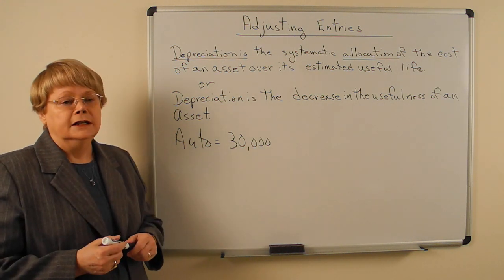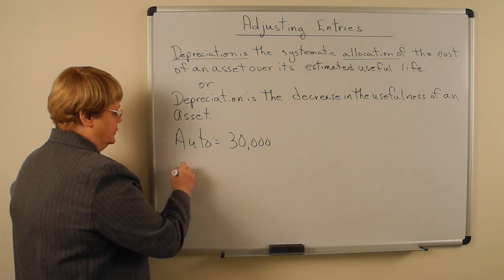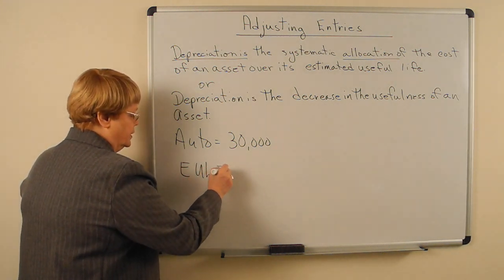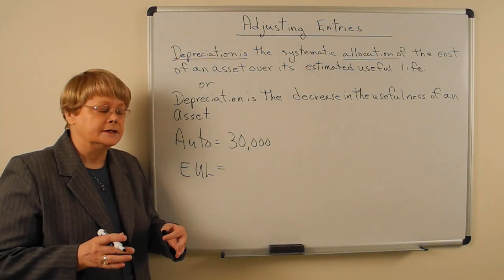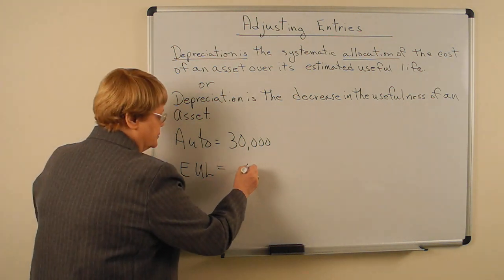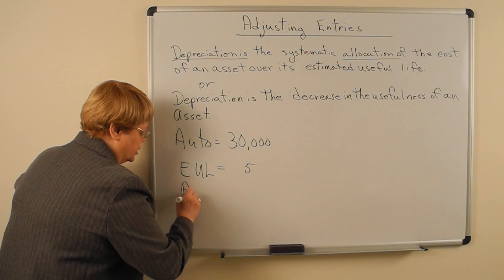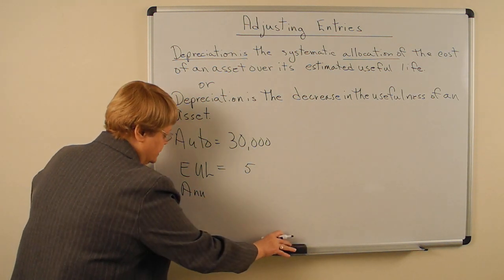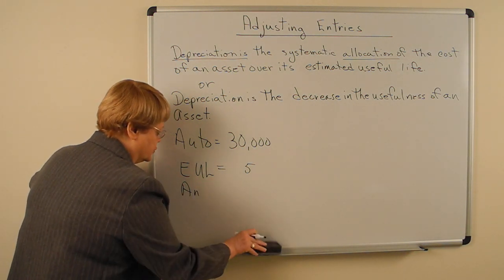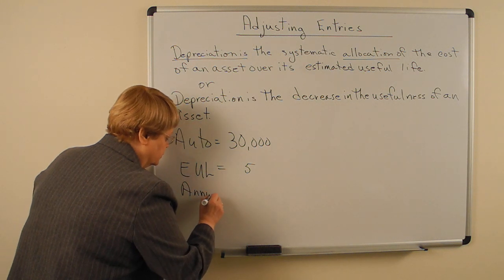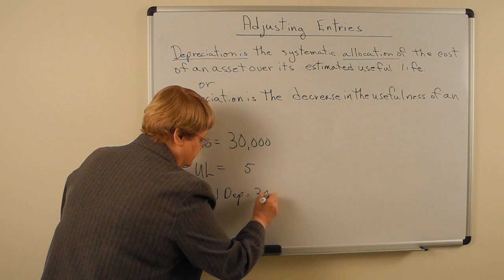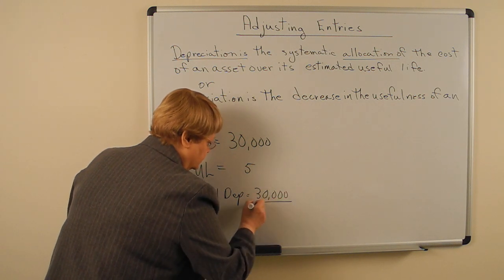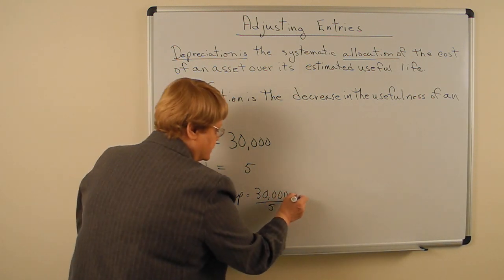the total cost. Let's say the estimated useful life, that's a way to abbreviate that, estimated useful life, how long is the asset going to be useful to us? Let's say that's 5 years. So the annual depreciation, keeping it simple, using straight line depreciation, would be 30,000 divided by 5, or $6,000 a year.